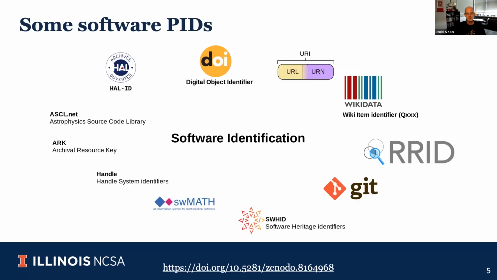And then we get into identifiers, and there's lots of different identifiers. So just as an example, there are DOIs and Software Heritage IDs that Matt discussed. There are ARKs and handles that I think were in Ted's talk. There are ASCL IDs in astrophysics. There are HAL IDs for things that are created by people in France. There's Wikidata. There's RRIDs that I think Ted mentioned as well from the life sciences work. There's Git that Matt mentioned. There's swMATH IDs for math software. Right, so there's lots of different things, and they show up in lots of different places, but they're all used for software in one way or another.